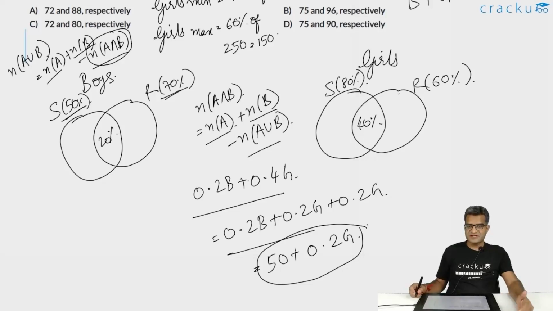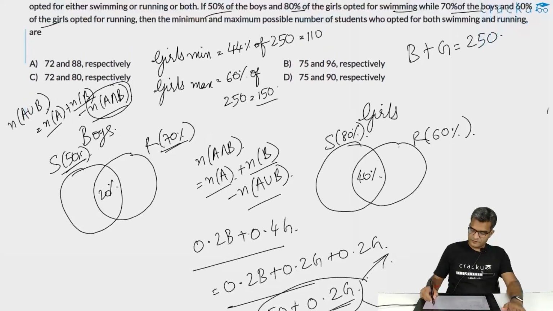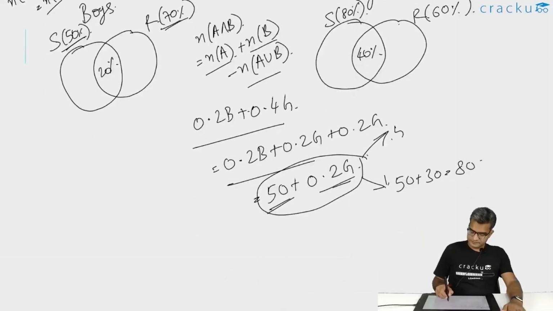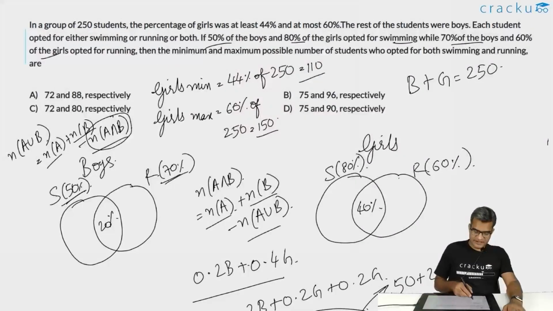This will attain its maximum when girls are maximum. This will attain its minimum when girls are minimum. So the maximum value will be 50 plus 0.2 into 150, which is 50 plus 30, which is 80. And the minimum will be 50 plus 0.2 into 110, which is 50 plus 22. This is equal to 72. So the answer will be 72, 80, which is option C.